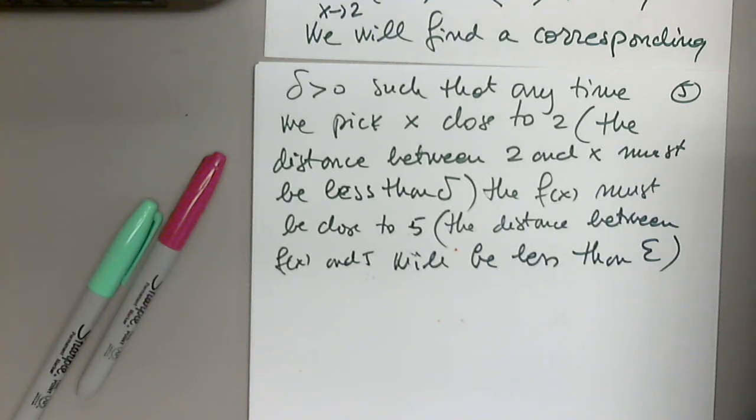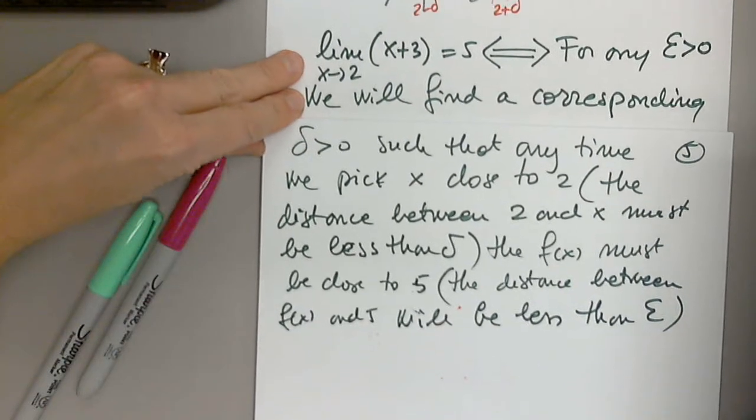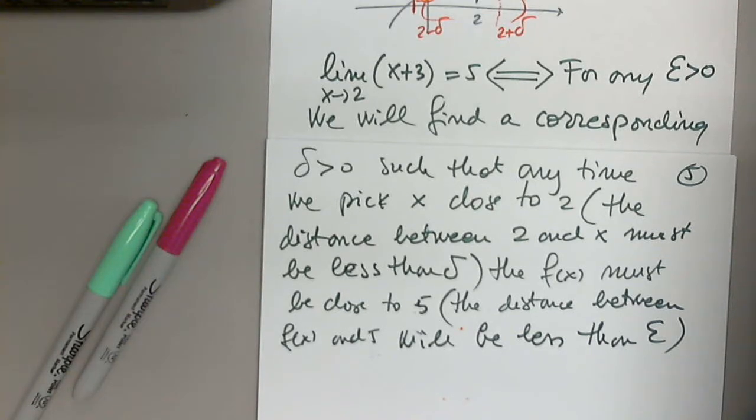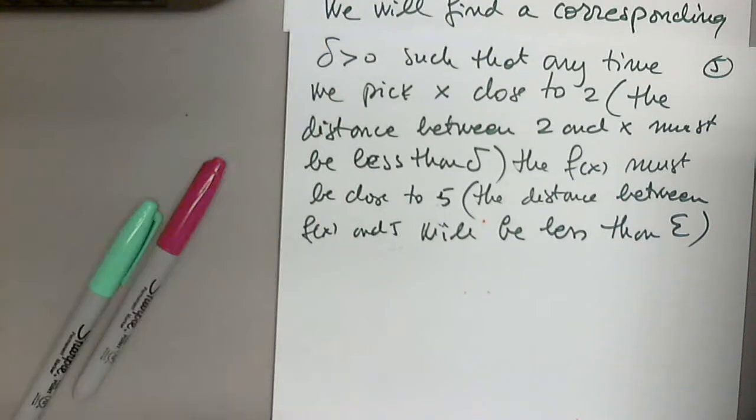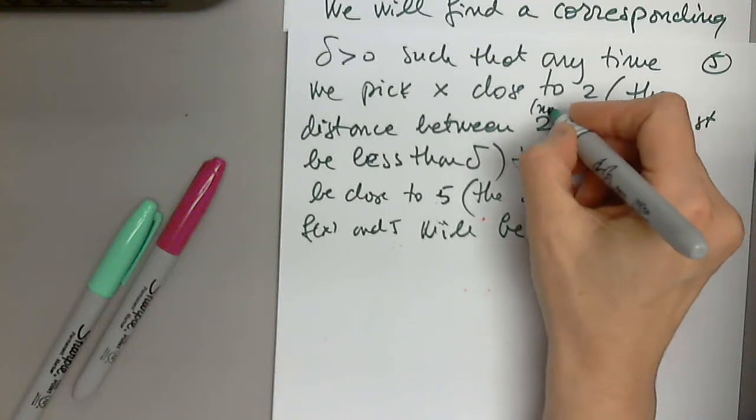Okay, so a lot of words. We're going to write this definition in one line in a second, just one line. But we have to understand it first, and then the rest will be easy. So the limit of x plus 3 when x approaches 2 is 5. I'm just repeating everything. For any epsilon positive, we will find a corresponding delta positive such that anytime we pick x close to 2, any x close to 2, not 2, of course.